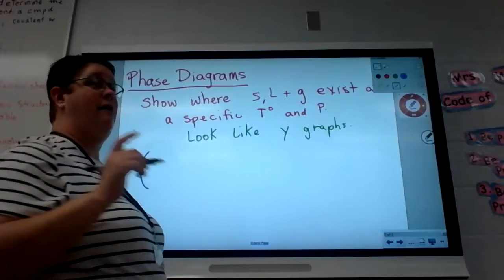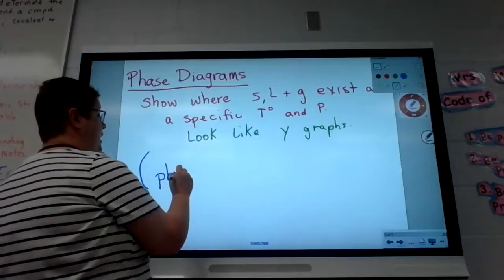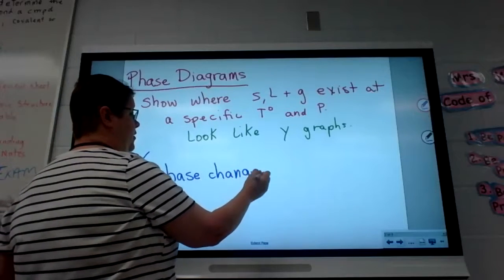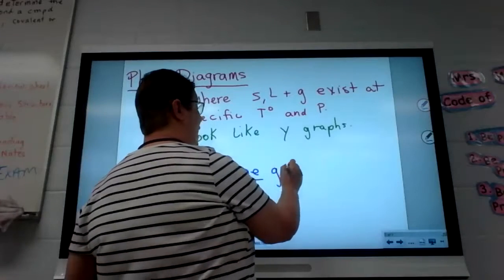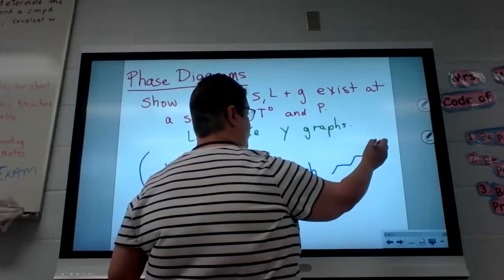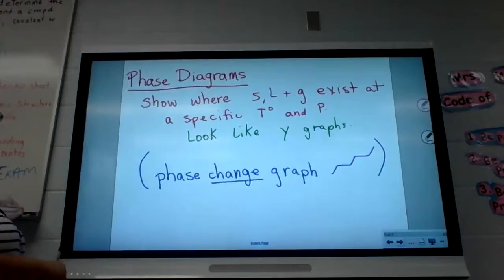Just to clarify, because it's easy to get them mixed up, the phase change graph was the stairs. Okay? Now we're going to talk about a phase diagram. And it's going to look like a Y graph. Okay? Completely different graph. You could see both on the exam. You could see neither on the exam.